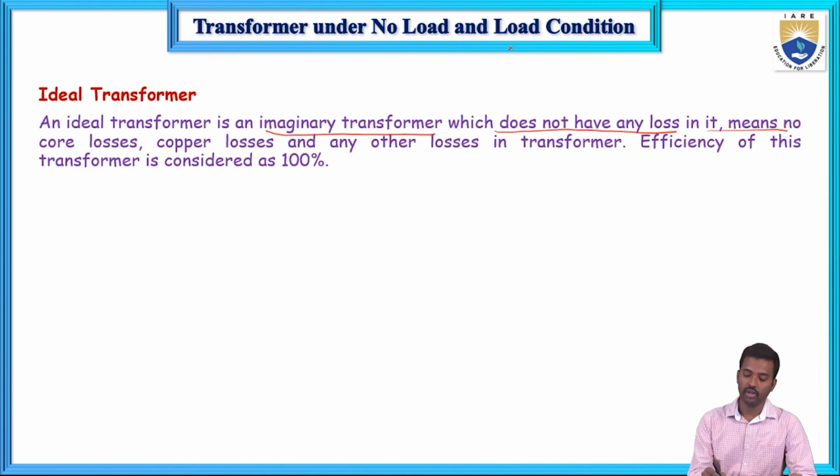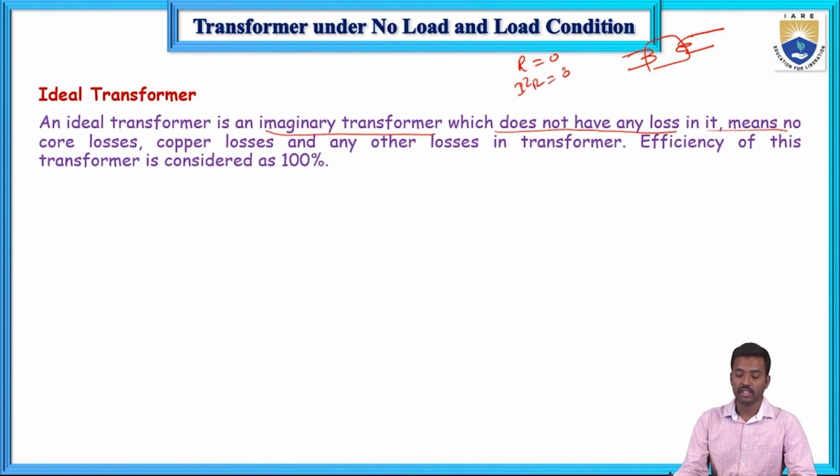Now here, first of all, the winding resistance of transformer is 0, primary winding resistance and secondary winding resistance. If winding resistance is 0, I square R losses are 0. Primary winding copper losses and secondary winding copper losses are 0, and losses are 0 means efficiency is 100%. And next condition, permeability. Permeability is infinity. So these are the four properties.